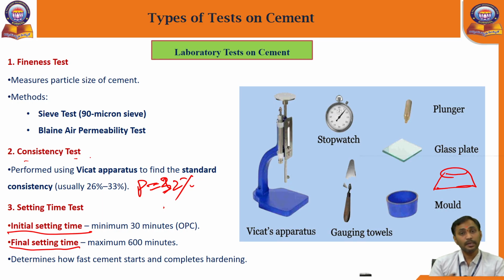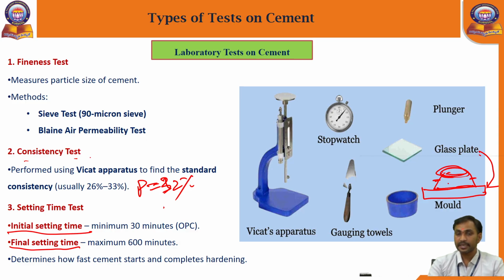Before placing the mold, first set the glass plate. On that glass plate, keep the mold and fill it with the cement paste. Then slowly shake the mold. Why? Because if there are any small air voids, slowly they will settle. So we have to fill the mold fully with the cement paste.